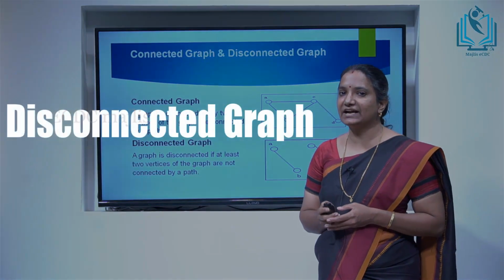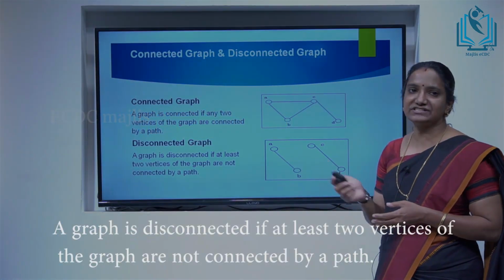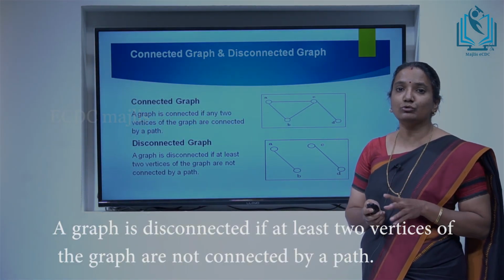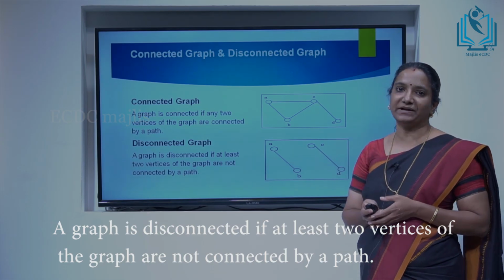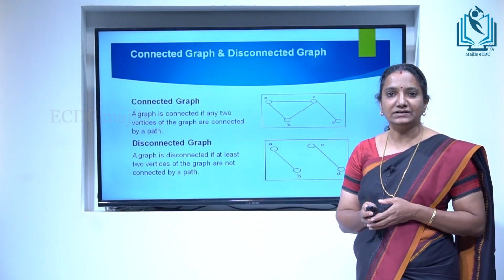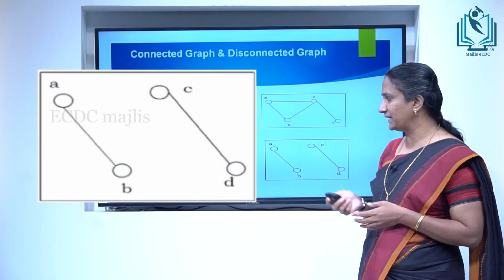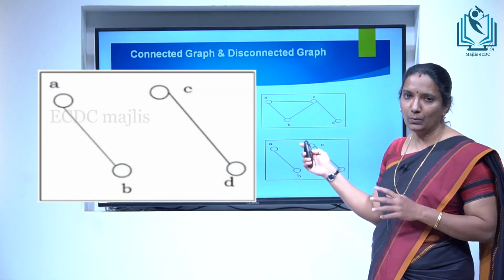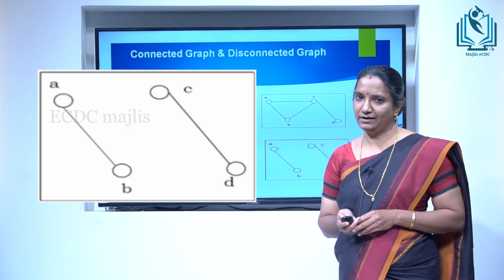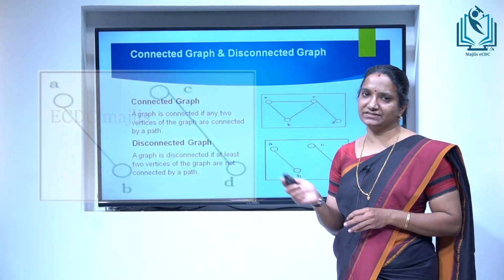Next, the disconnected graph. A graph is disconnected if at least two vertices are not connected by a path. In our example, if we take the vertex pair A, C, there is no path between them. That is the example of a disconnected graph.